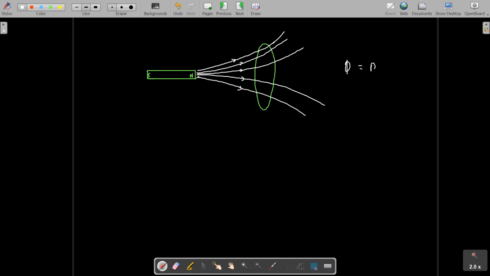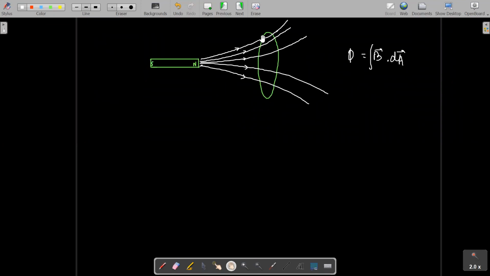Which will be equal to the integration of B dot dA. We don't need to calculate it, just a simple thing: flux is B dot dA. B is magnetic field, dA is area vector, dot product of these two. So some flux is crossing this area. What Faraday said to us is that if the flux linked through this area changes, how will this flux change?